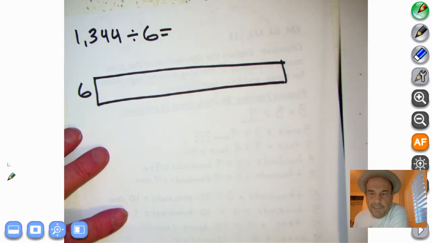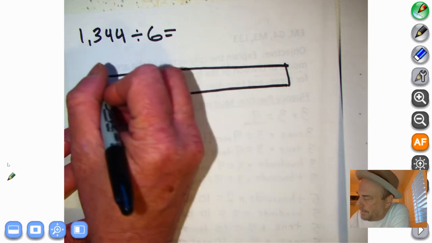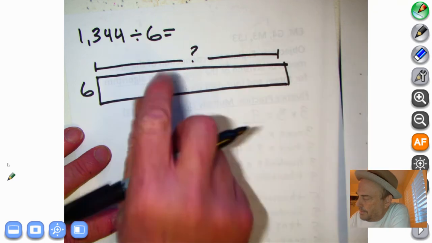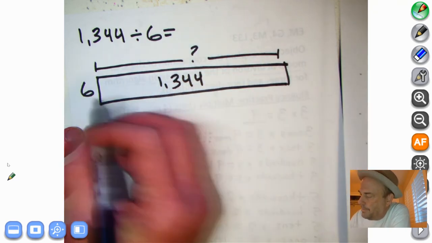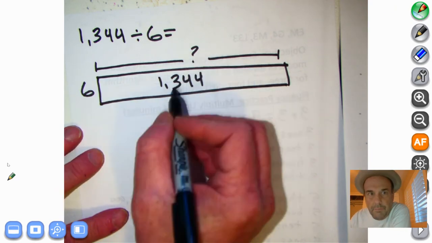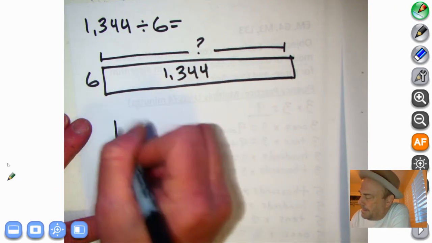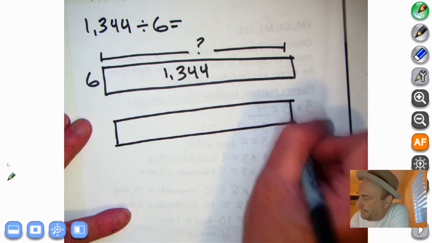So there's 6. That's our divisor. What we don't know is what's up here. But we do know in here is 1,344. And I know if I take 6 and multiply this number, hopefully we'll get 1,344. Let's make the other tape diagram, not an ape diagram, but a tape diagram. And let's start having a little fun with this.